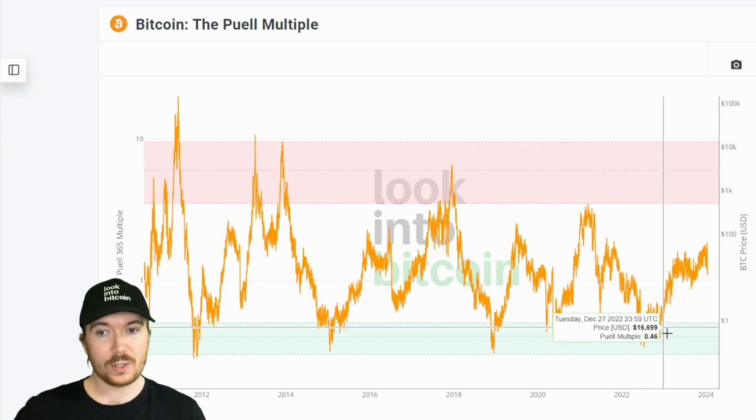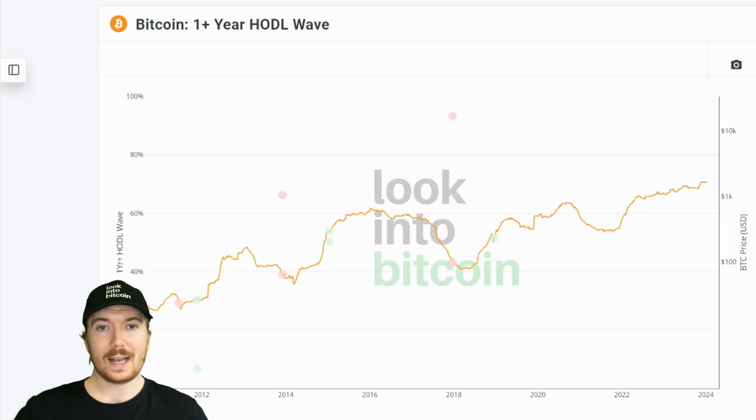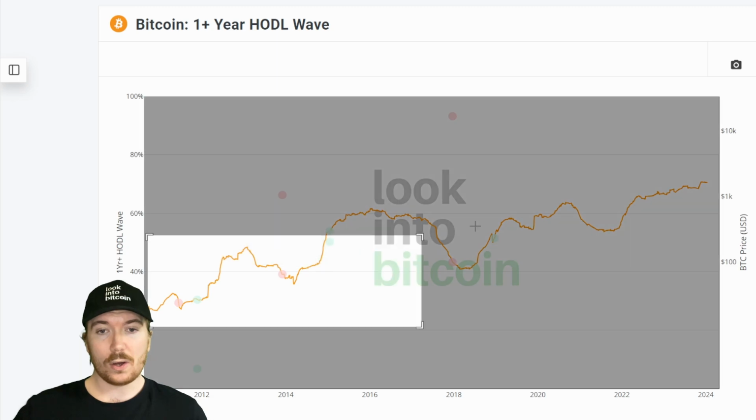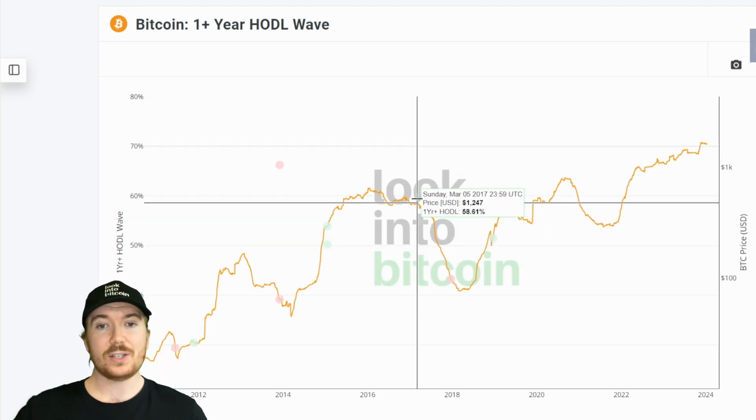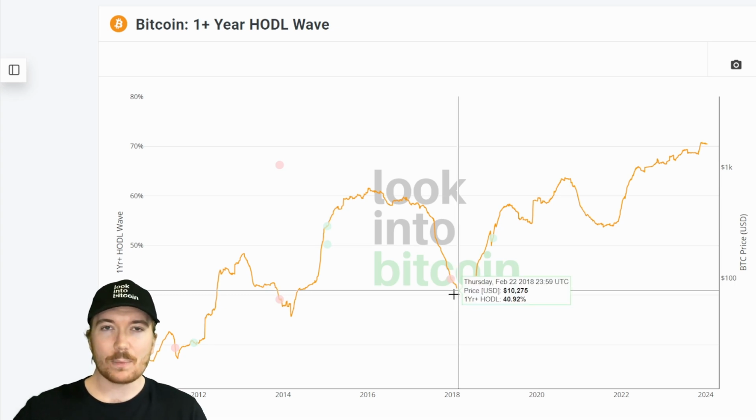We want to wait for the most opportune moment, which is at these green buy areas down here. As well as this, we also have the 1-year HODL wave, another on-chain metric. What we can do is wait to make sure that this is decreasing before we take any profits. Again, if this is decreasing, we know there's more market participants coming in, as well as the fact that people that have been holding Bitcoin for at least a year are now starting to take some profit on their positions.